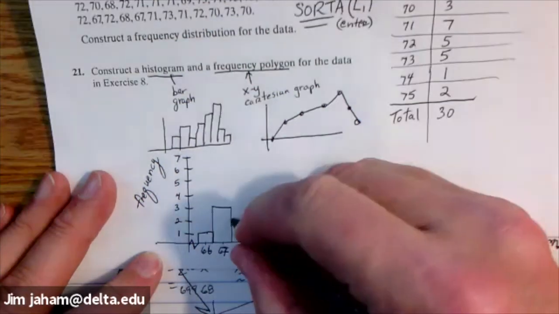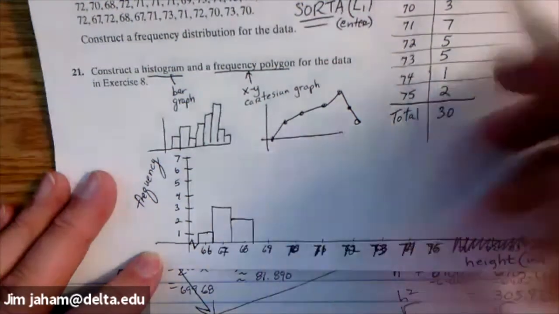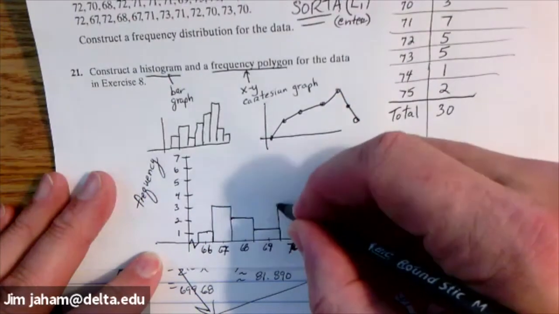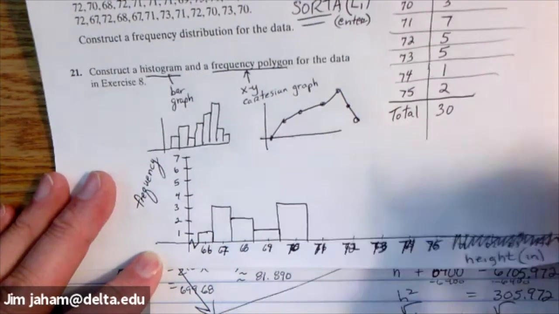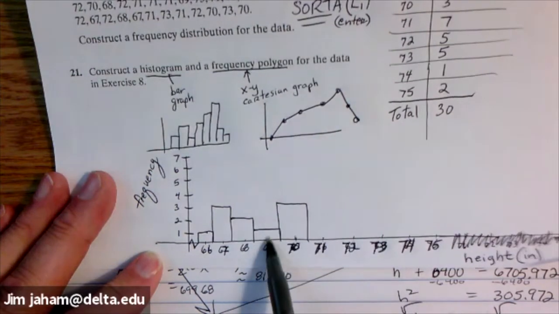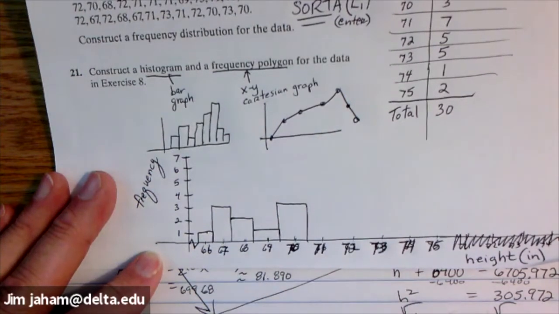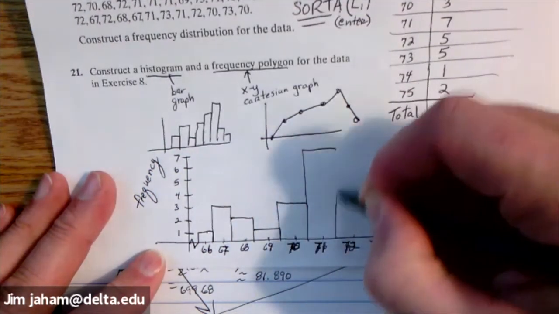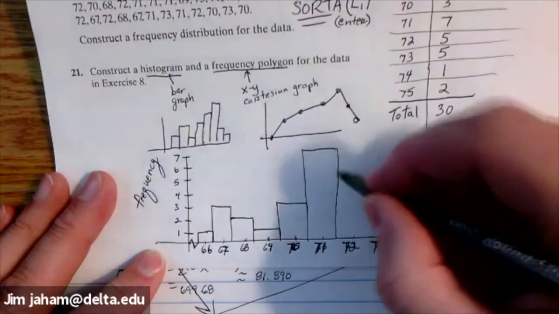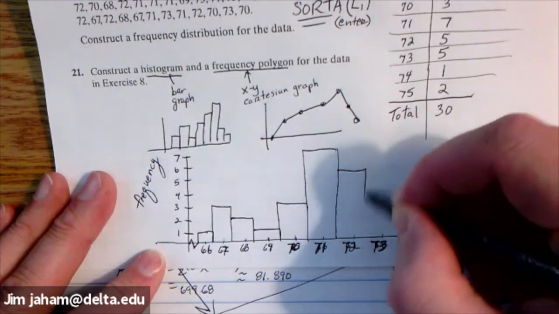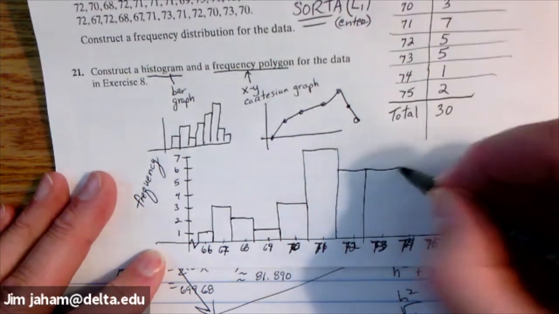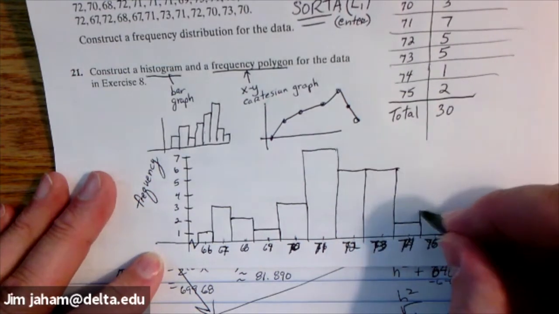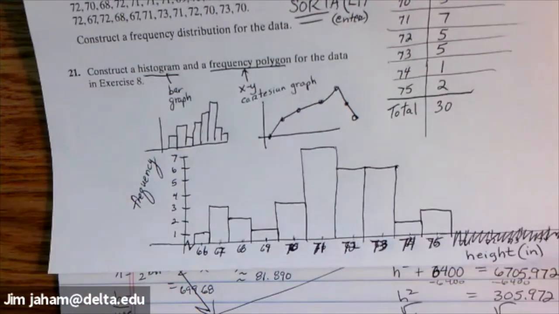Then 68 would be 2, and 69 would be 1, and 70 goes up to 3 again. The number is right in the middle of the bar in each case. And 71, here's where we jump up to 7, and then down to 5, and then another 5, and then back down to 1, and then finally 2. All right, so that's what it would look like.